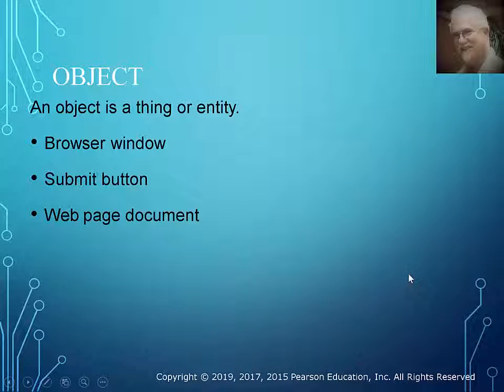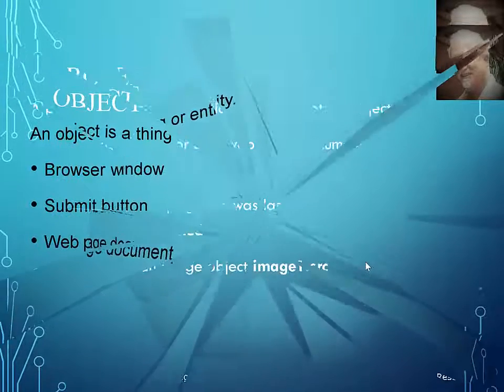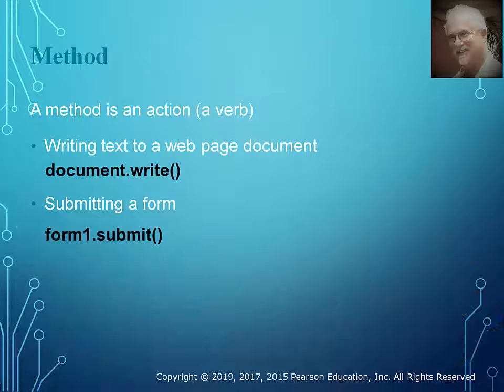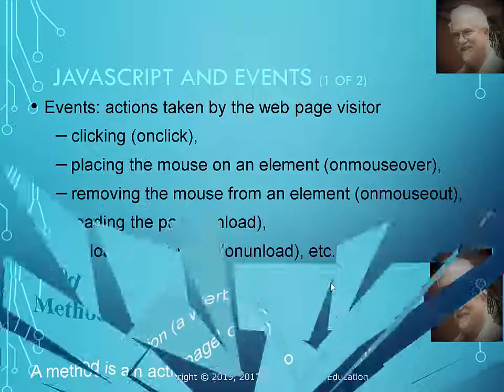Very cool. Okay, so an object is a thing or entity. It could be a browser window, a submit button, a web page, a document, any number of things. And we always have properties and then methods. Properties could be a background color, the date, the source, all kinds of properties we can address. And the methods are the things that they can do. So what can it do? We can write, we can submit. Here you see the syntax of document.write, form1.submit. Every form on a web page gets a number: form 0, form 1, form 2, which becomes kind of an array of the form tag.